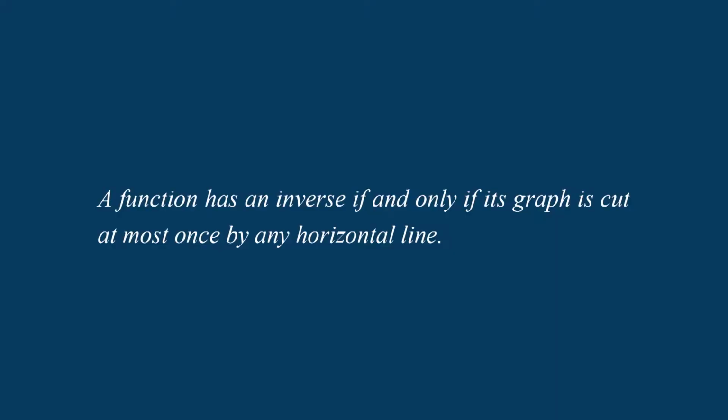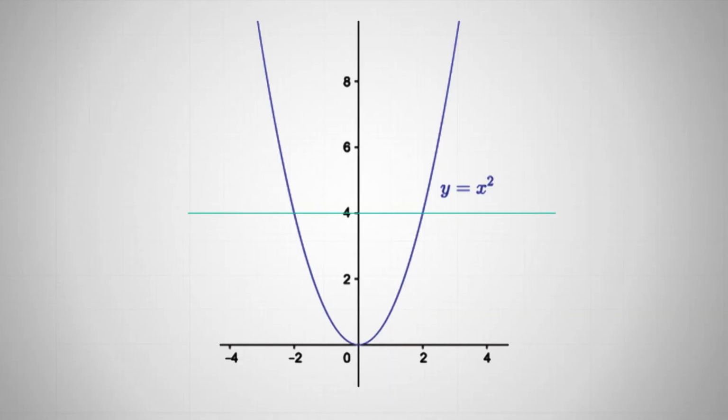With this result, the horizontal line test, which says that if a function f is one-to-one, then each horizontal line intersects the graph of f in at most one point, can be written in the following form. A function f has an inverse if and only if its graph is cut at most once by any horizontal line. The function f of x equal to x square has no inverse, as the figure shows a horizontal line that cuts the graph of y equal to x square more than once. So, f of x equal to x square is not invertible.